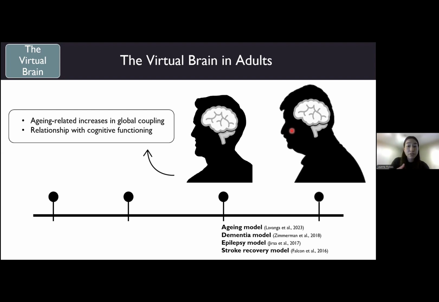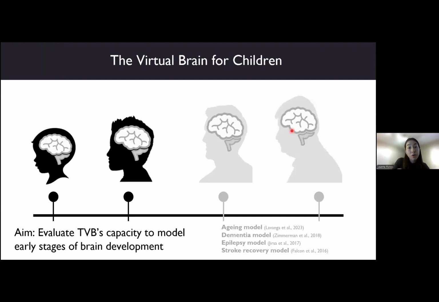So despite all these findings and use cases in adult populations, we're also really interested in using TVB for modeling and studying early developmental changes. For instance, exploring how this global coupling model parameter is related to brain dynamics and outcomes in children. So that's really our main goal, to evaluate TVB's capacity to model early stages of brain development so we can better understand the brain and its changes across the entire lifespan.